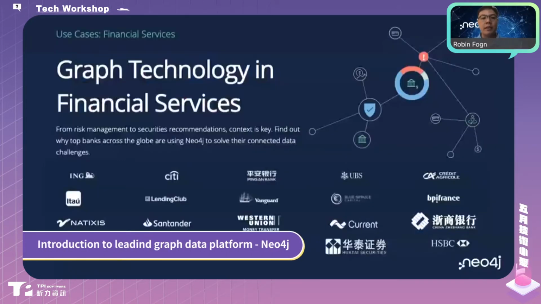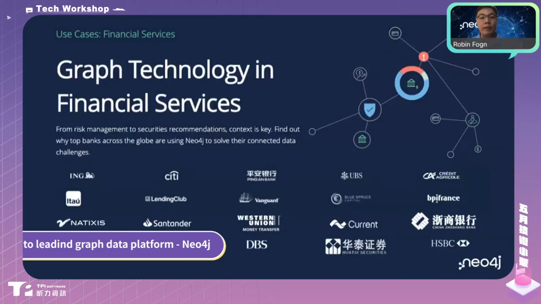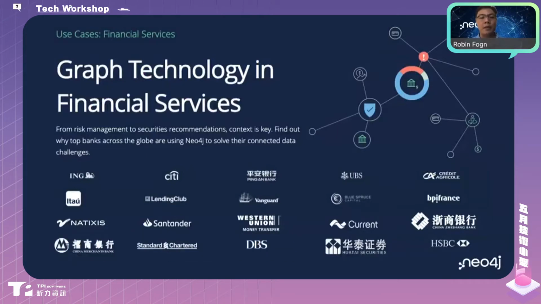And these are just some of the customers that we have in financial services, and you can see this all over the world. In Asia, in Singapore, we have customers like Standard Chartered Bank, DBS, and even in Taiwan, we have customers like Cathay Financial Holdings that are also using Neo4j. And of course, this is just a subset of the customers that we have in financial services.